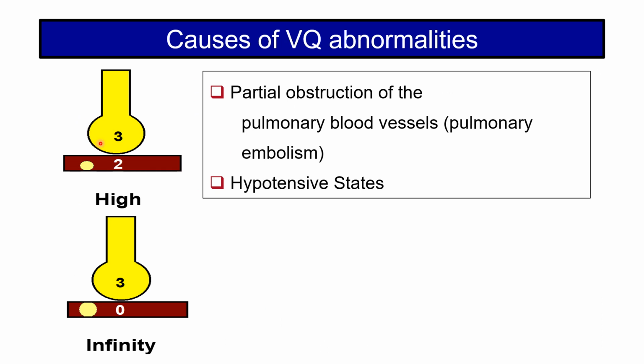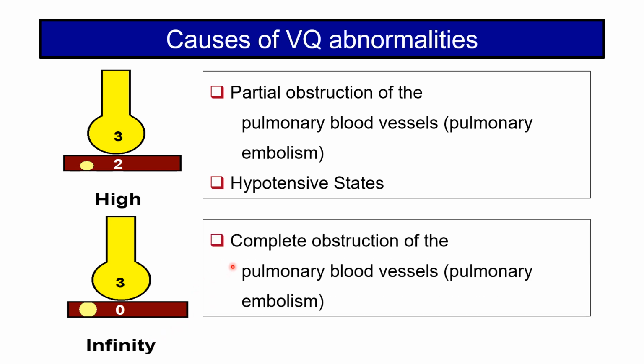A high V/Q relationship can be secondary to the partial obstruction of the blood vessels, as you see in pulmonary embolism, or during a hypotensive state wherein the perfusion will be less than the ideal. A V/Q of infinity is seen if there's complete obstruction of the blood vessels, as you see in pulmonary embolism, wherein the perfusion is going to be 0, so 3 over 0 is infinity.